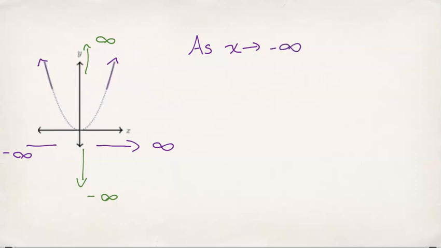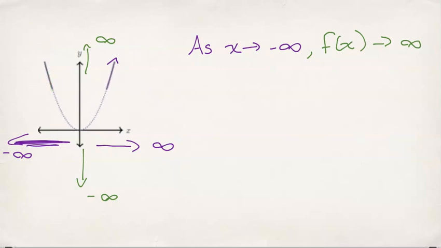negative infinity, as x approaches the left-hand side, all right, as x is going in this direction right here, what is the graph doing? And as x goes to the left, the graph is going up. All right, on the left-hand side, the further left I go, the more up my graph goes. So as x goes to negative infinity, f of x, or my function, approaches positive infinity.